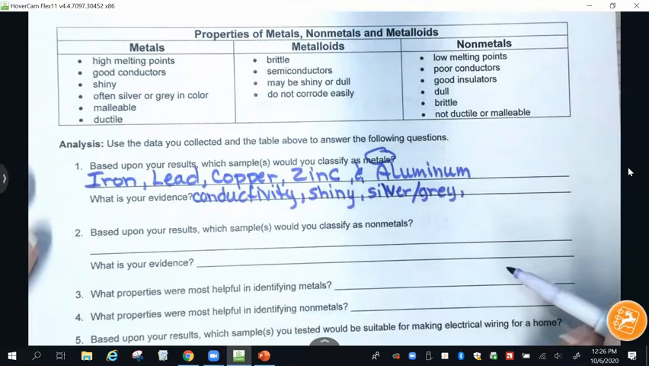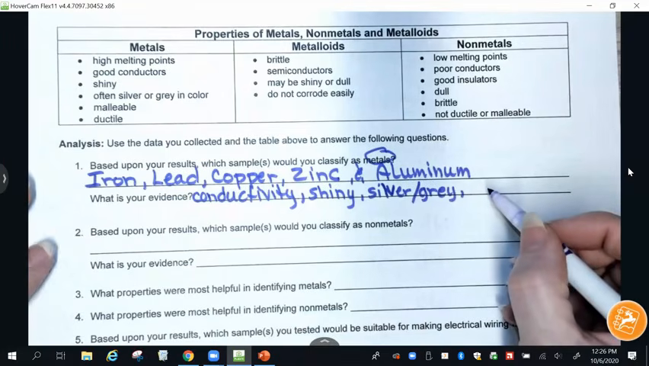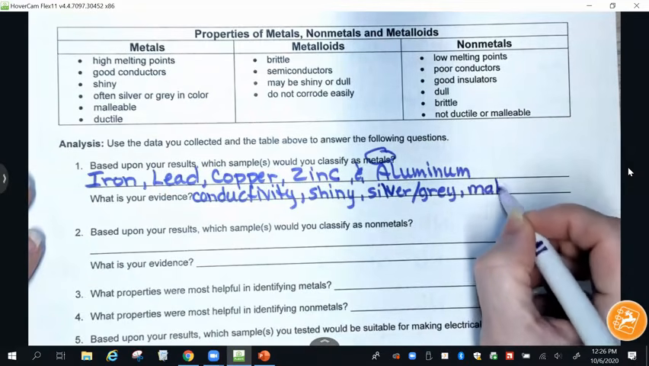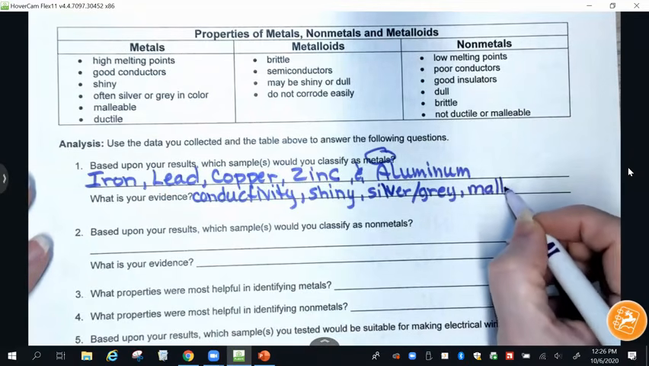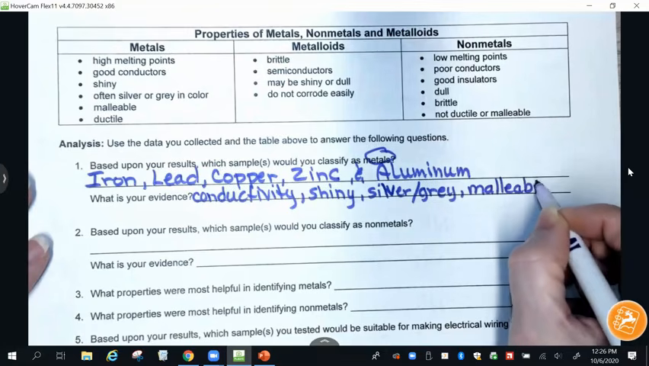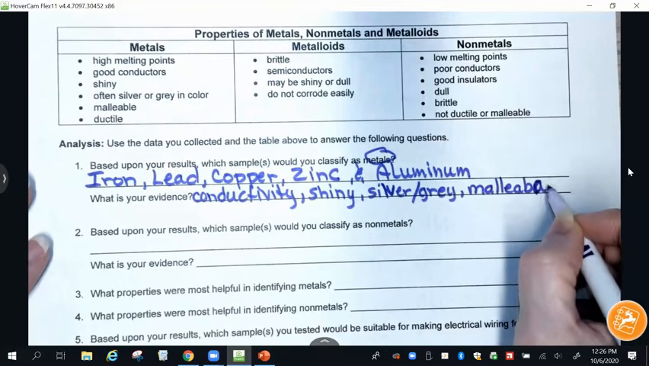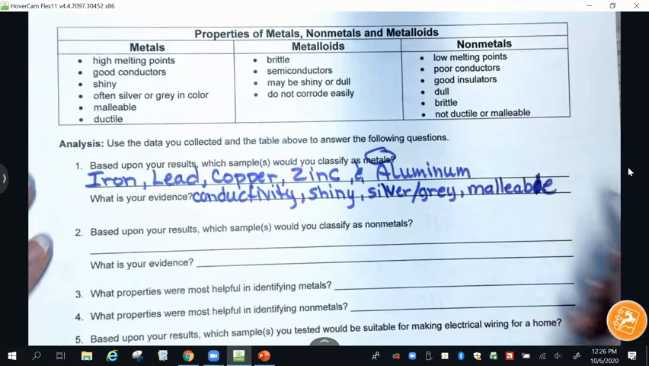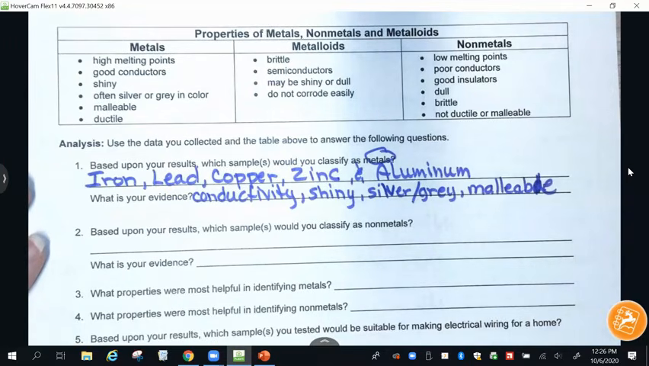Now, what's another property that we looked at? Malleability. M-A-L-L-E-A-B-L-E. Did I spell that right? Yes. There you go. When I talk and write at the same time, I can't spell right. Sorry.